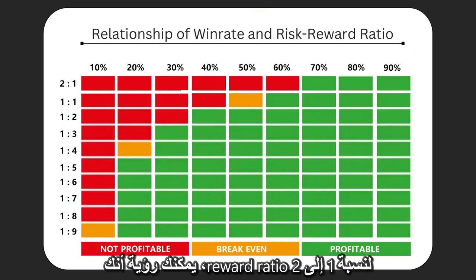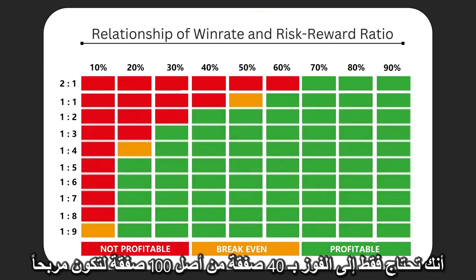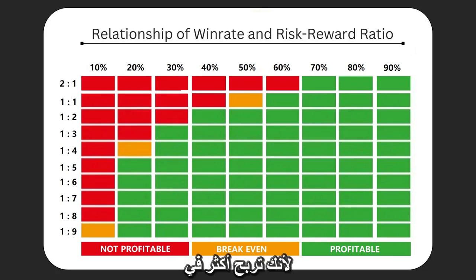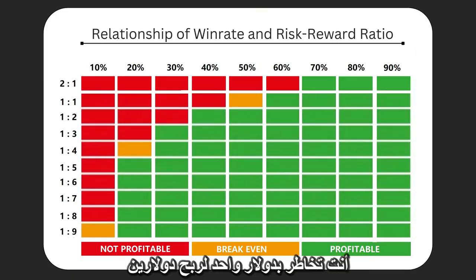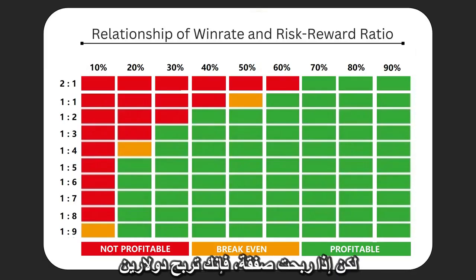For a 1 to 2 risk to reward ratio, you can see that you only need a minimum of 40% win rate to be profitable, right? Which is a good number. That means that you only need to win 40 trades out of 100 trades to be profitable, right? From this you can see that even when you have more losses than wins, you are still profitable because you are winning more on your winning trades than you are losing on your losing trades, right? You're risking $1 to make $2, right? If you lose a trade, you are losing $1, but if you are winning a trade, you are winning $2.